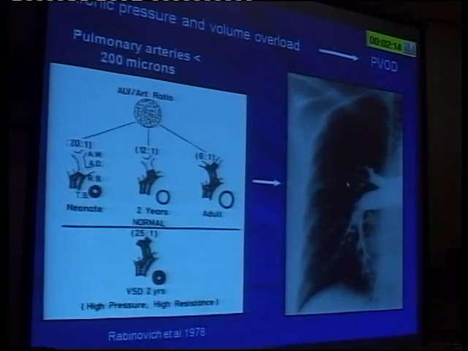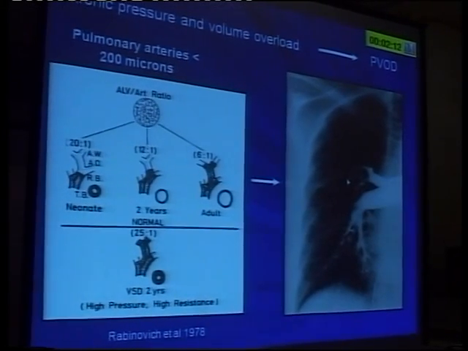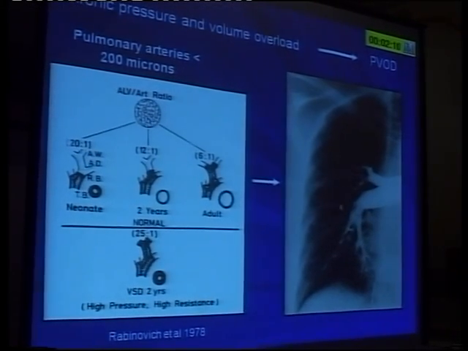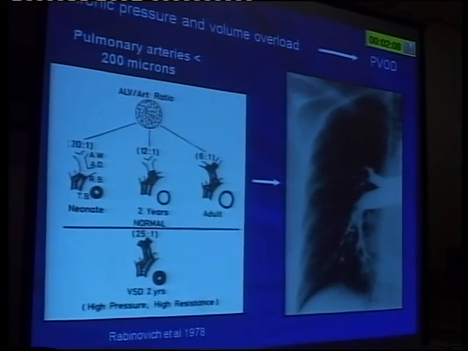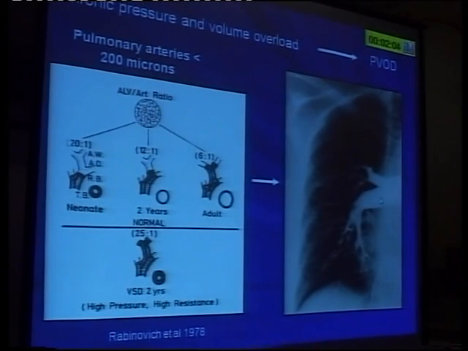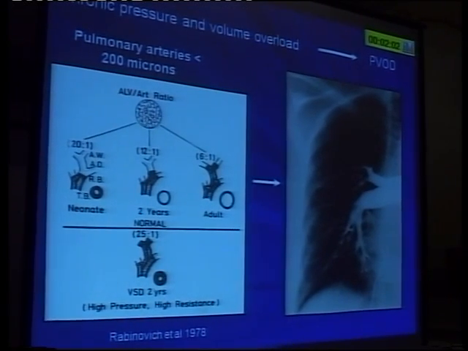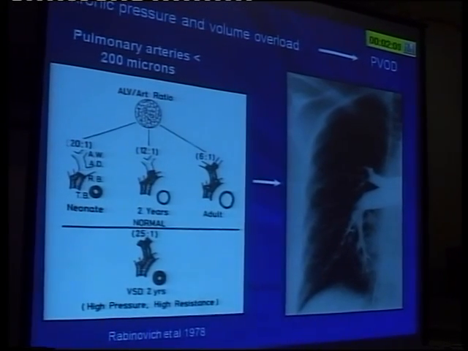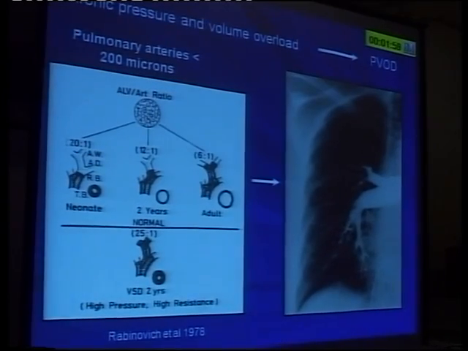So the body, by defending itself, pruned the distal arteries. But that's not good, because that means the proximal arteries will become dilated and hypertensive. And these hypertensive pulmonary arteries, at that stage we call it pulmonary vascular obstructive disease.